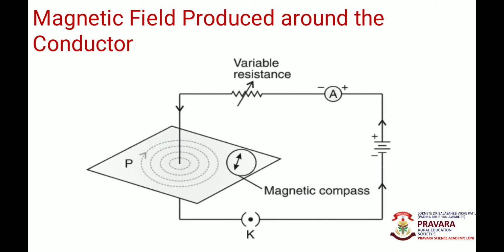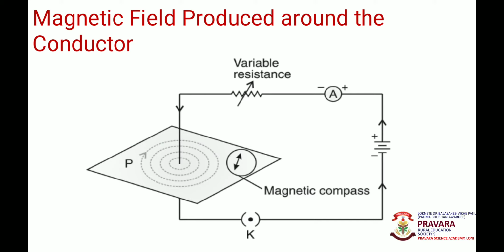In this chapter, today we are going to see the magnetic field produced around the conductor. For that, some experimental setup is to be done. The current carrying conductor is to be passed through a cardboard, and that conductor is connected to the battery, which can be seen in this diagram.